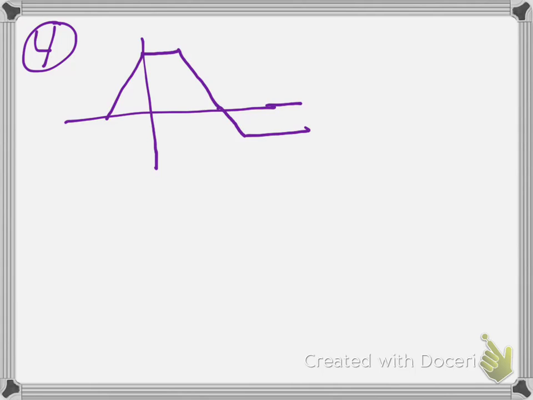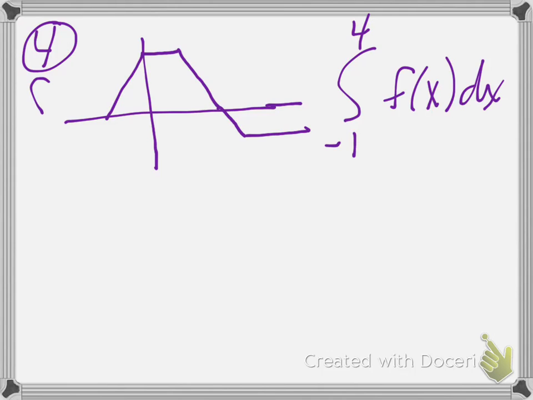And this one has area under the axes, so this is really important for us to go over. Okay, so you are supposed to find the integral from -1 to 4 of f of x dx, and this graph is f of x.